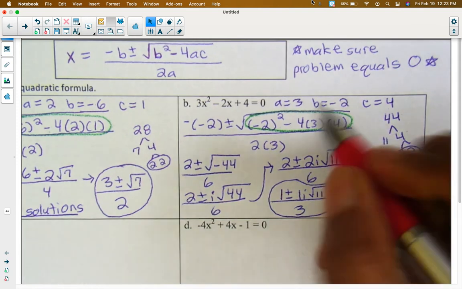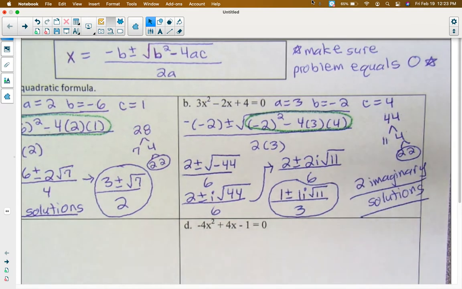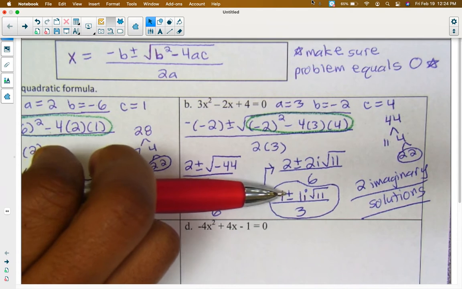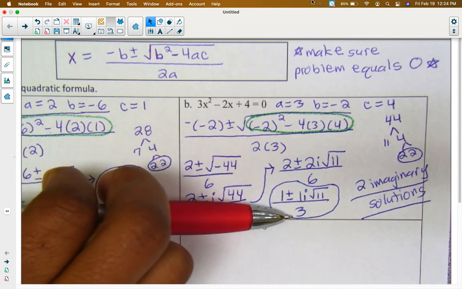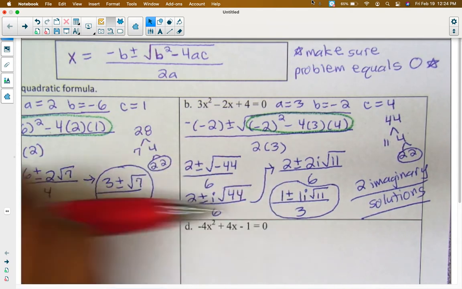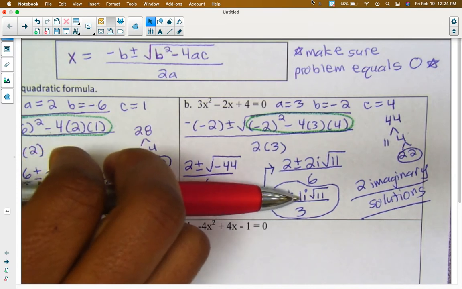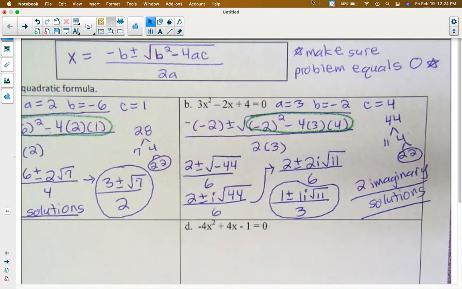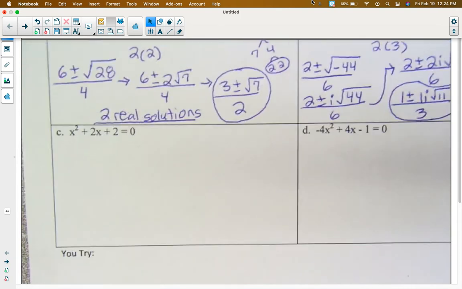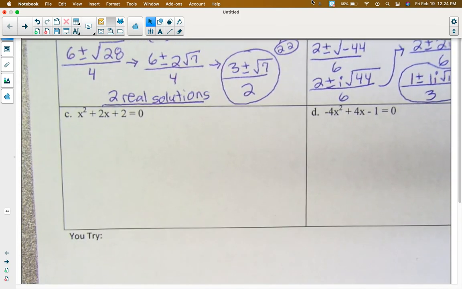How do I know that? Because I worked it out. So one of my answers is 1 plus i square root of 11 over 3, and my other imaginary solution is 1 minus i square root of 11 over 3. Okay, a couple more that we'll go into, and then we'll talk about what the discriminant is.